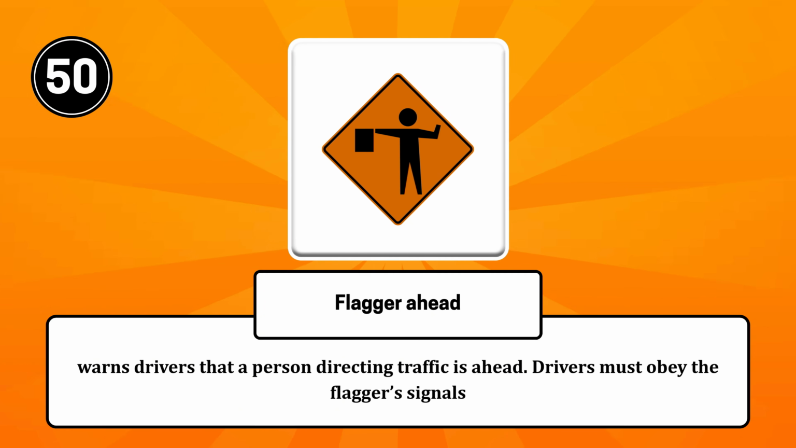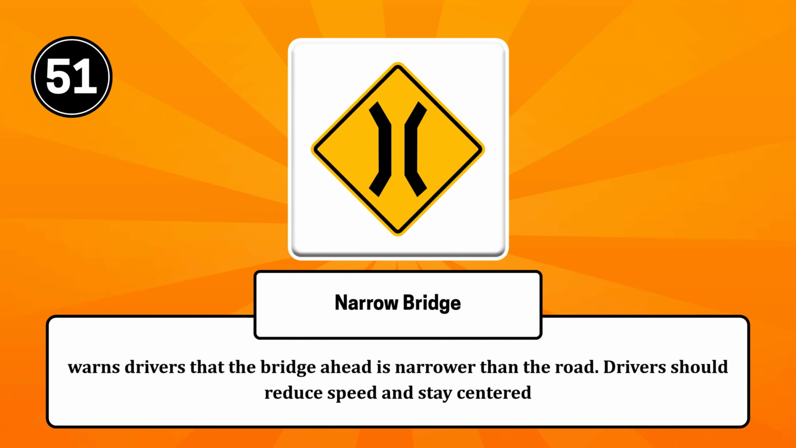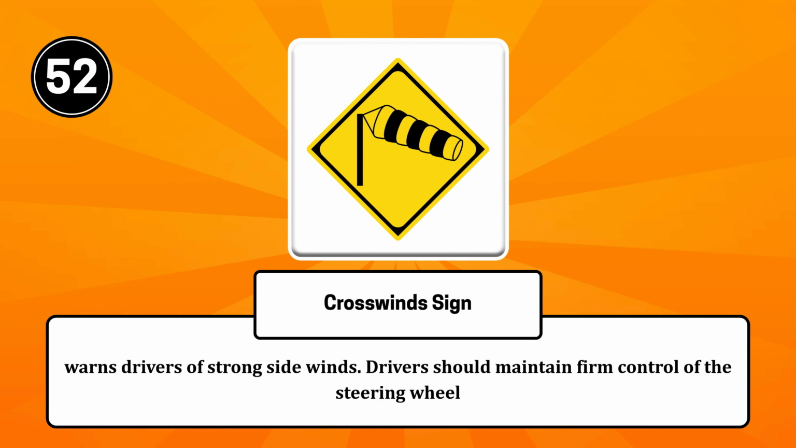The narrow bridge sign warns drivers that the bridge ahead is narrower than the road. Drivers should reduce speed and stay centered. The crosswind sign warns drivers of strong side winds. Drivers should maintain firm control of the steering wheel.